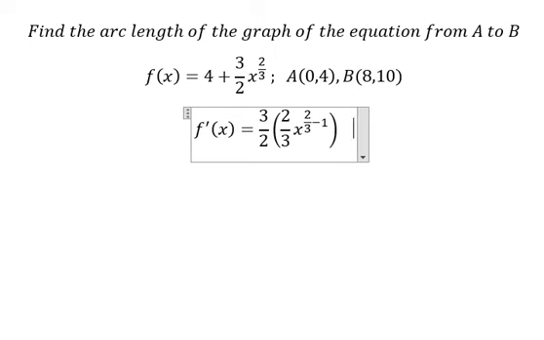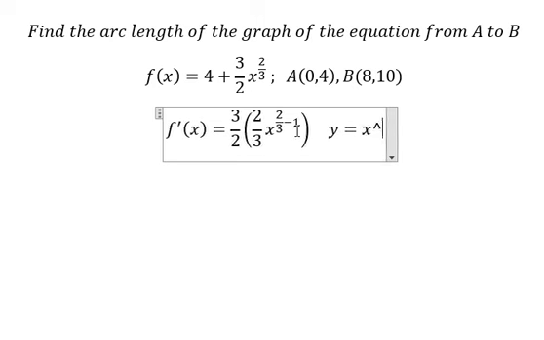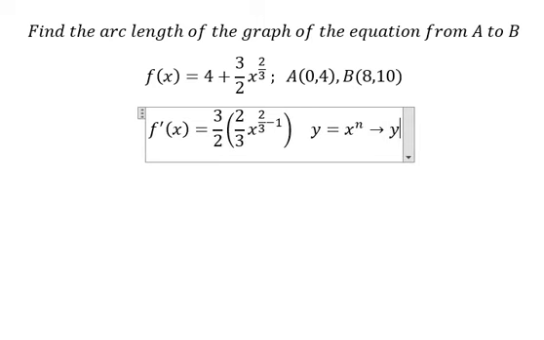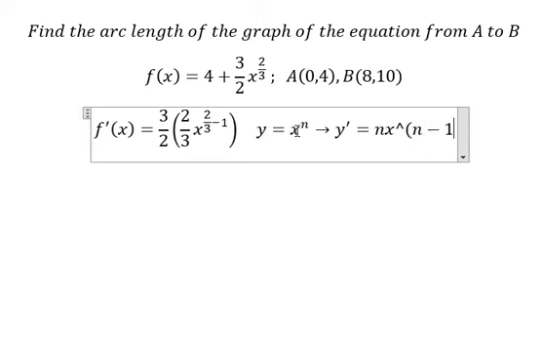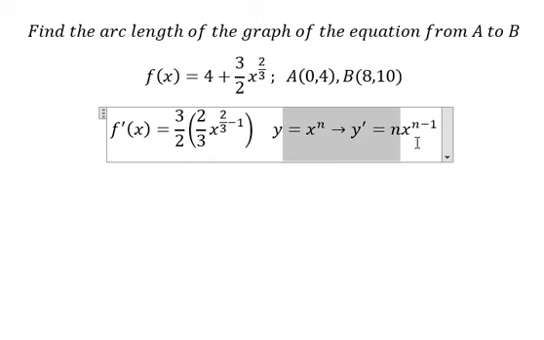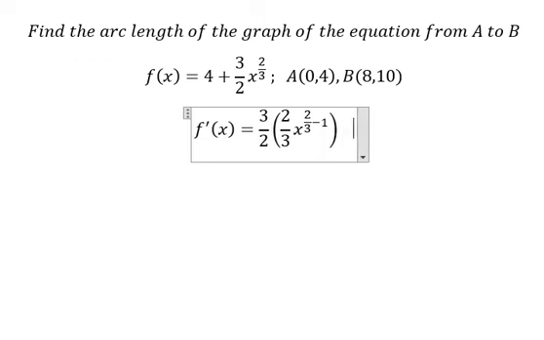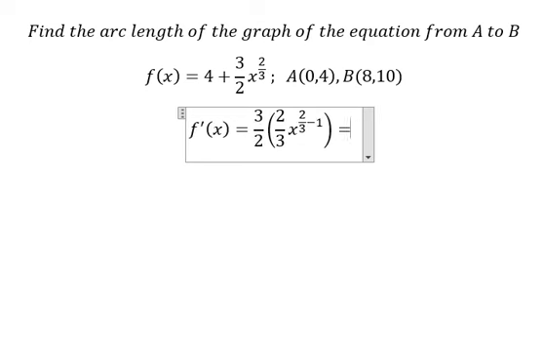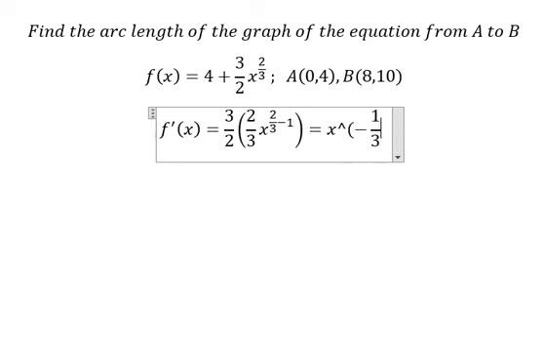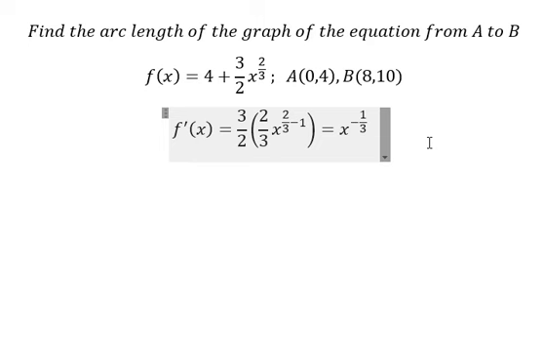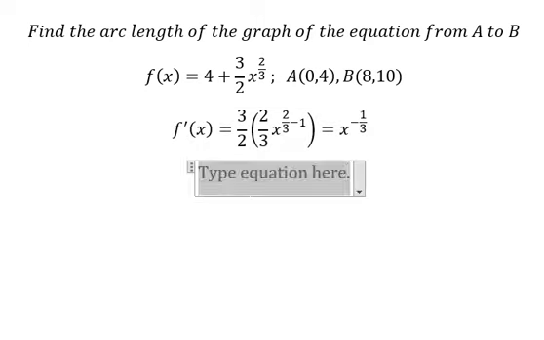Because we have the formula in here. So, in this situation, we simplify and we have x to the power of negative 1 over 3. Next, we can apply the formula in here.